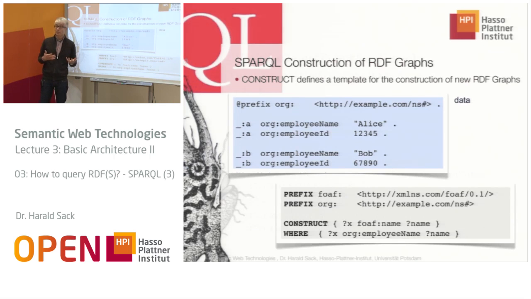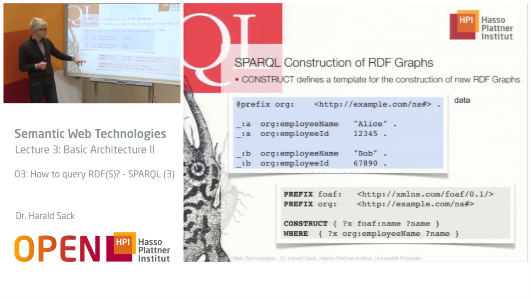Okay, let's take a look at a small example for the construct statement. Construct itself defines a template for the construction of RDF graphs. Let's take a look first at the database we are querying here. We have one prefix, the org prefix for some example namespace. Then we have two different persons, Alice and Bob, connected to some blank node, and we have an employee name and an employee ID for both of these persons.